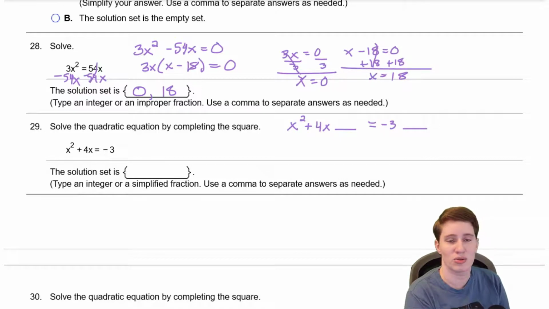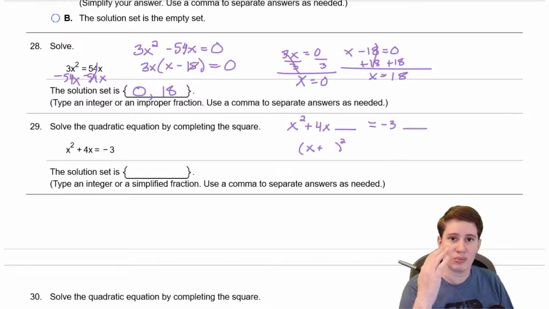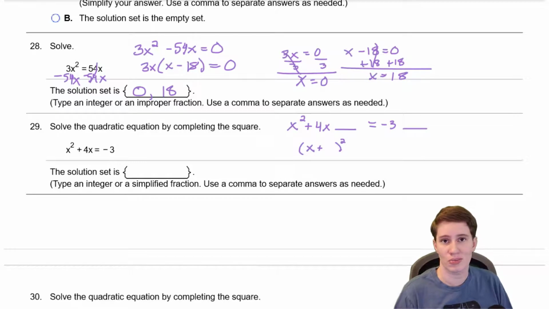You'll notice I rewrote this with blanks on each side. We want to come up with a number that whenever I add it on the left side into this blank, it allows me to rewrite this as x plus something squared. So we're trying to figure out what number I could put there so that I could factor this into the same parentheses twice. It may be that that's something you can think through pretty easily, or it may be a huge struggle to think through.